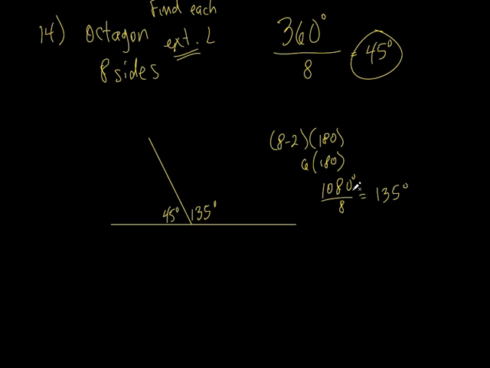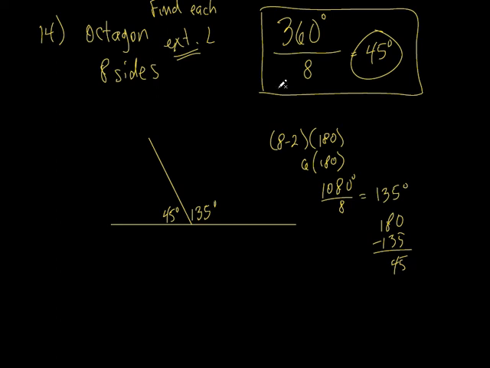But look at all that mess. I had to figure out the sum. I had to divide. I had to subtract that from 180. Look at all the work I had to do. Or I could have just done what? This thing right there. And that's way easier, don't you think? Yes. Okay, cool. Can you do number 9?